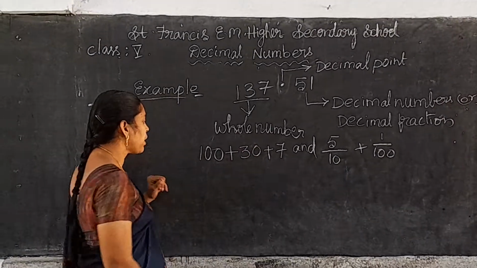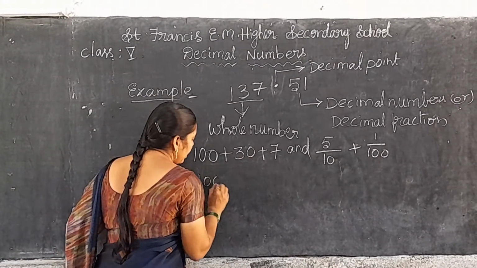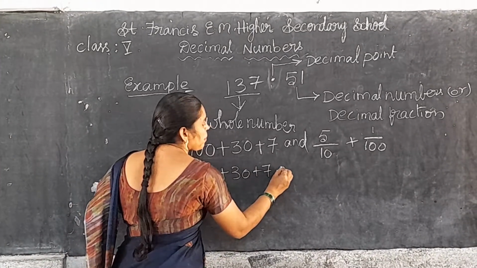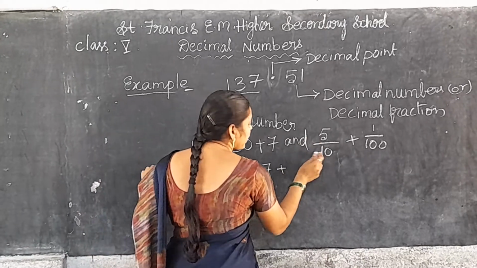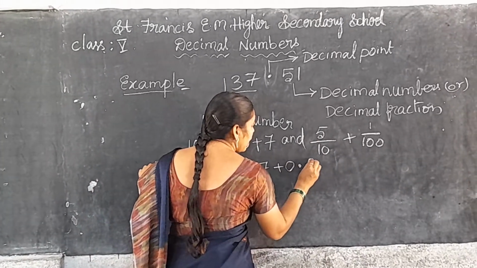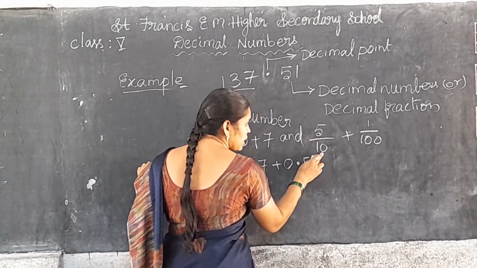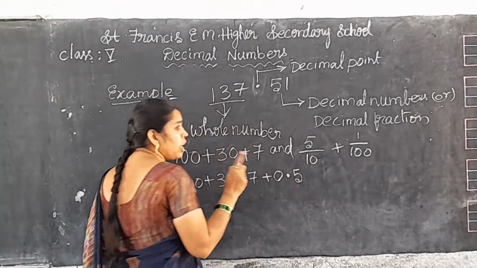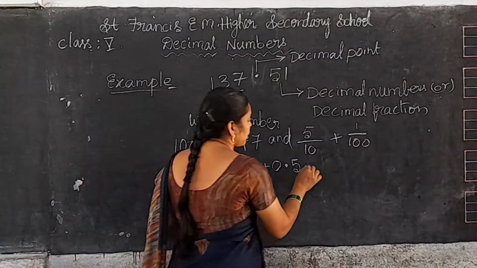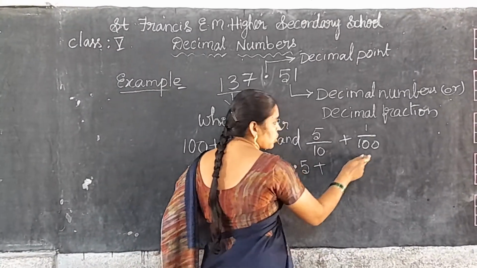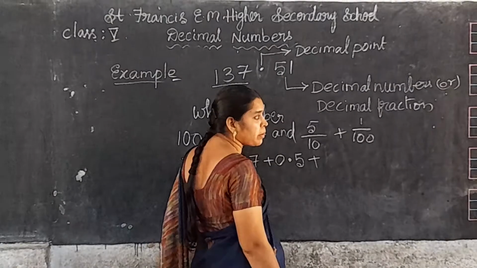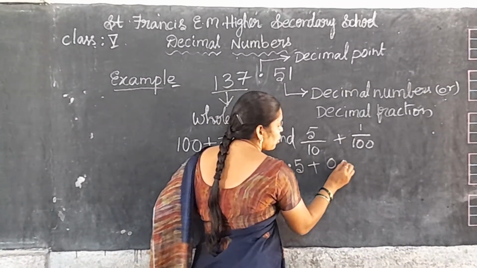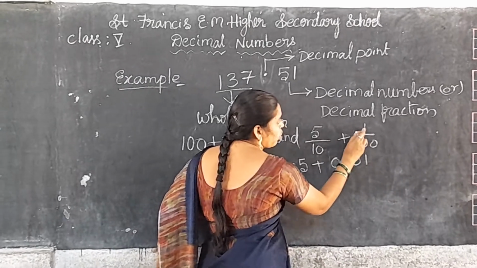This can also be written as 100 plus 30 plus 7 plus 5 by 10, which means 0.5. See, here 1 zero. So, after the point, how many numbers can you write? Only one number. After that, plus. Here in the denominator, 2 zeros. So, after the point, how many numbers do we have to write? 2 numbers. That is 0.01. Here 1 only is there.